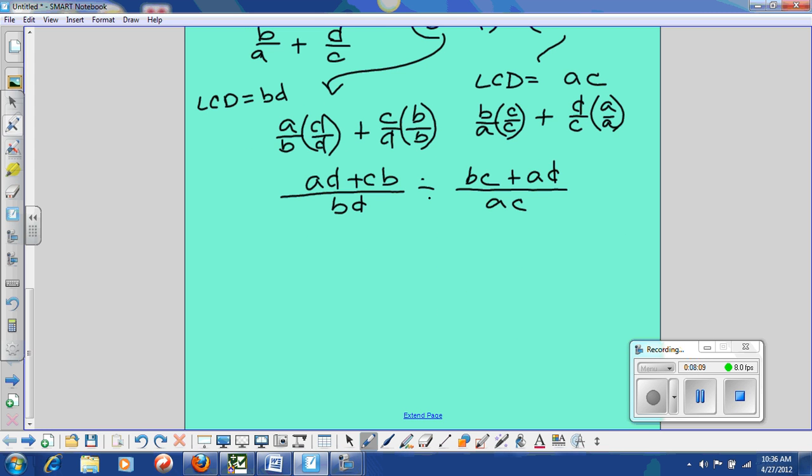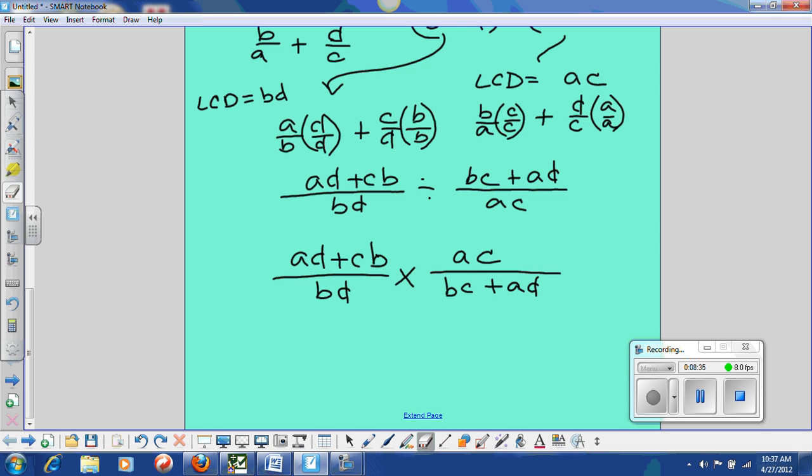Now that we have it simplified to a fraction divided by a fraction, this is the point where you'll take your second fraction and you'll flip it. So we have AD plus CB over BD multiplied by AC over BC plus AD. Look at this first one. I didn't keep it in alphabetical order, did I? CB is the same as BC. Just easier to work with.